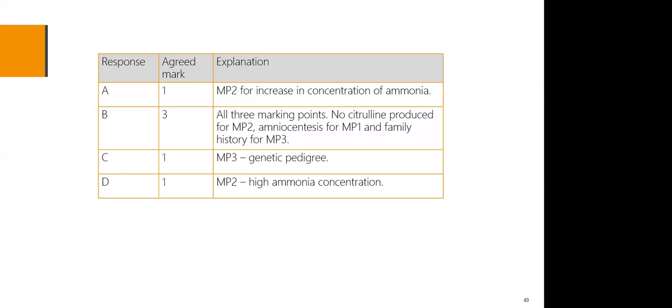B gets all 3 marking points. Gets mark point 2 for no citrulline being produced, which is a named molecule whose levels will differ. Mark point 1 for reference to a genetic screening method, which is amniocentesis, and mark point 3 for referencing a family history. C gains mark point 3 only for genetic pedigree or family history, and D gains mark point 2 only for a high ammonia concentration.